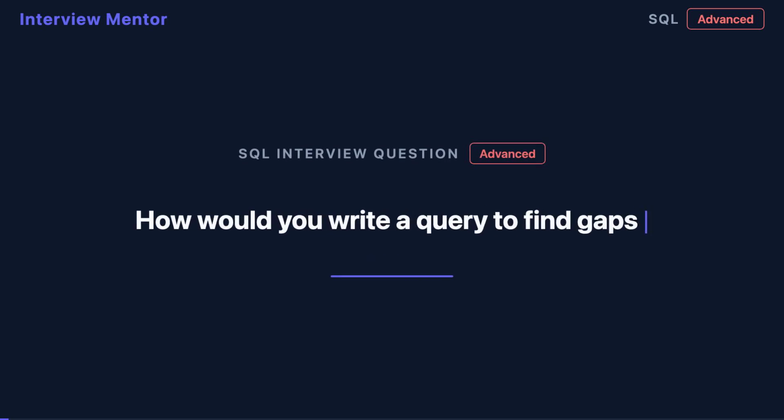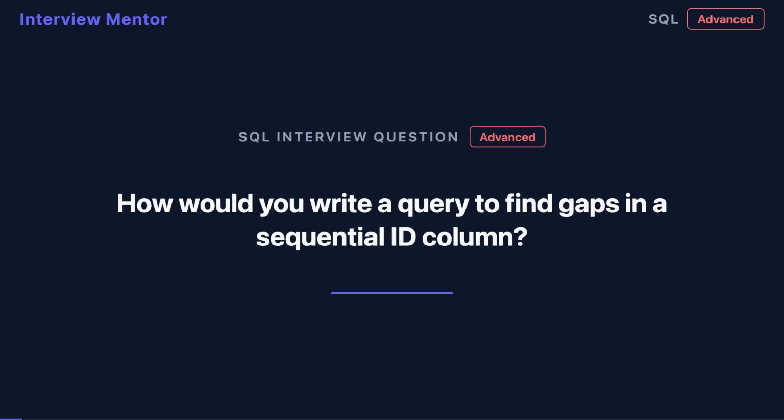Missing IDs in your database can signal data corruption, failed imports, or deleted records. But finding those gaps isn't as simple as scanning one row at a time. Let's explore how to write a query that reveals every missing ID in a sequential column.